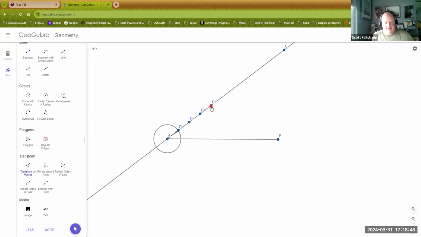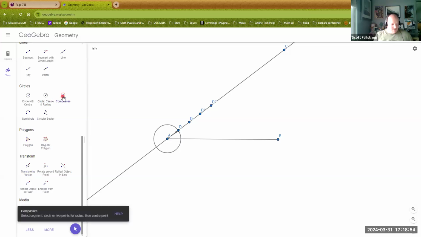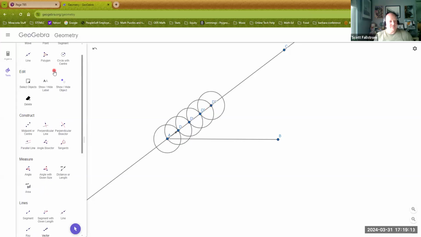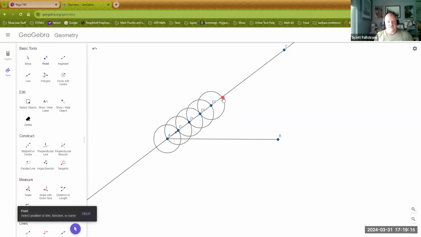And so I could just, let's see here, how could I do this? Select segment, circle, or 2 points for a radius. There we go. So you basically take this and just keep moving your compass down to the next point. You see what I'm doing? Keep moving my compass down to the next point. Every time I find one of these, I create a new point.